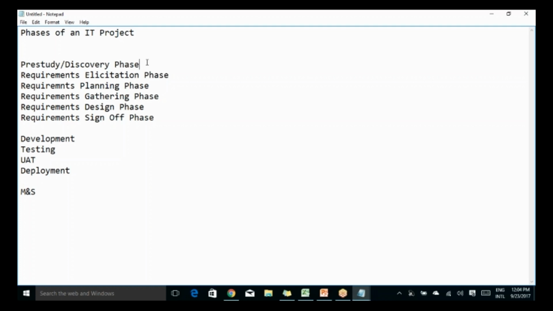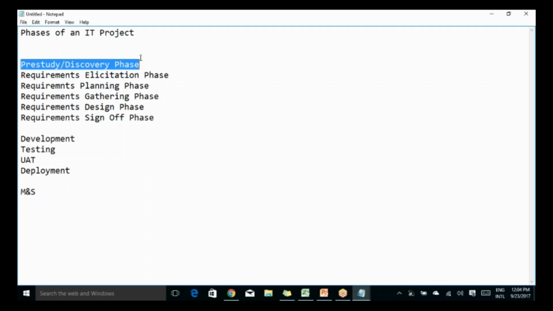Once those activities get over, your statement of work is signed. You as a business analyst would enter into this phase, pre-study and discovery. Here you would be discovering different questions for your business stakeholders. You would be reading that statement of work and framing the questions that need to be asked to the business.